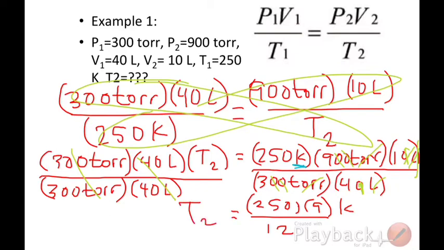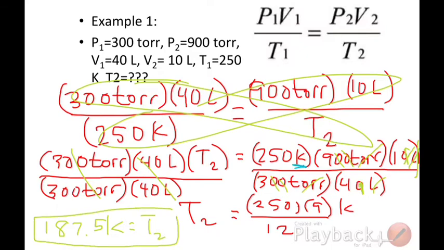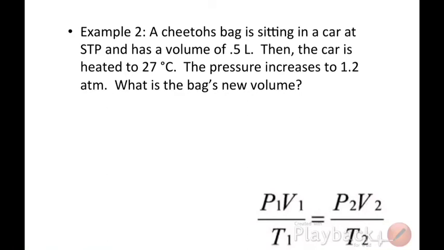We're running out of room here. And our answer is 187.5 Kelvin is T2 because I ran out of room. There's our answer. Here's example 2.